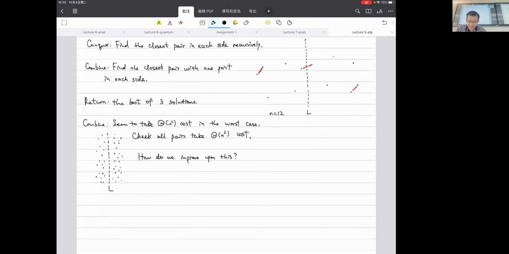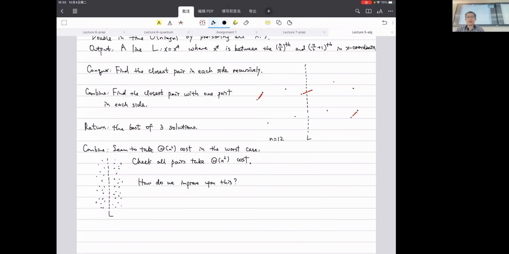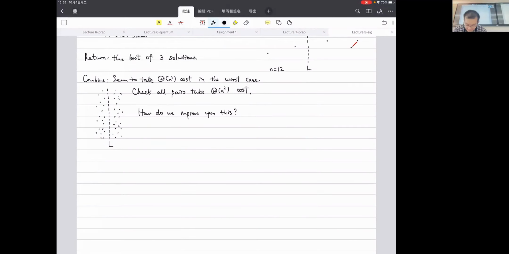So recall here, if you only look at the merge, this is probably not helpful enough. For instance, in merge sort and also the counting inversion problem, we really utilize the structure of the left-hand side and the right-hand side. Due to the recursive call, we actually know the closest pair in the left and in the right respectively. So this is something we want to utilize, and hopefully this minimum value on the left-hand side and right-hand side can provide us some information.